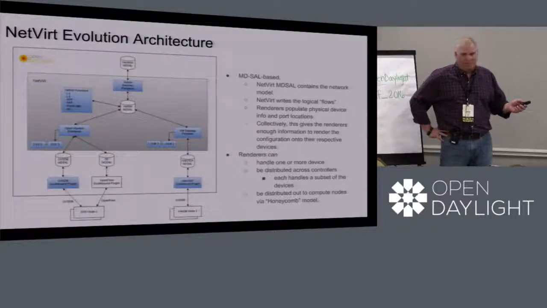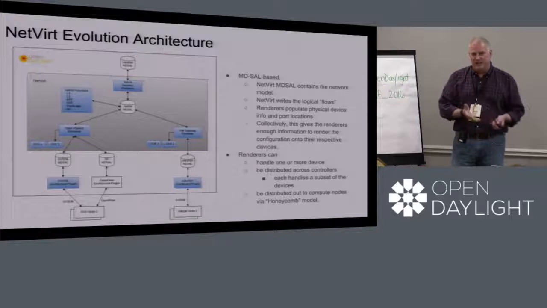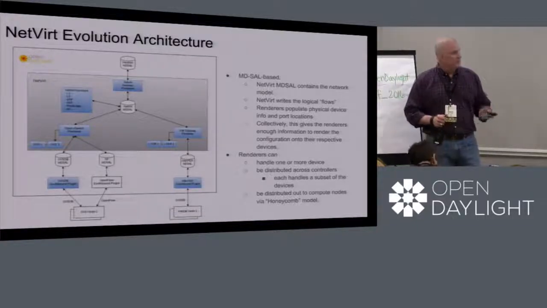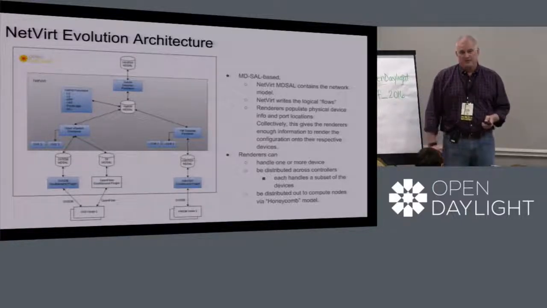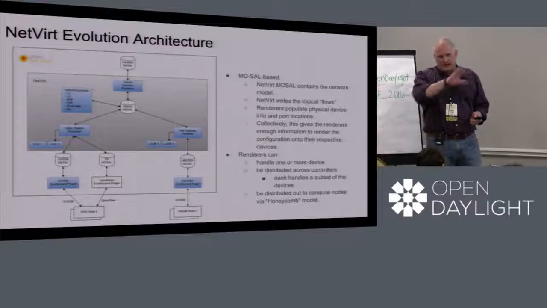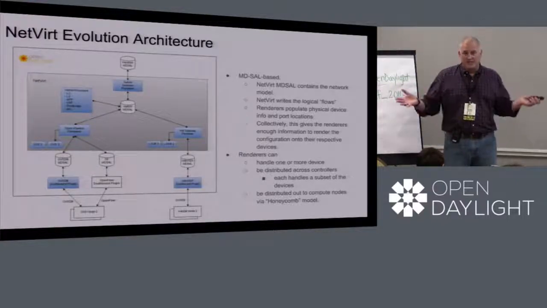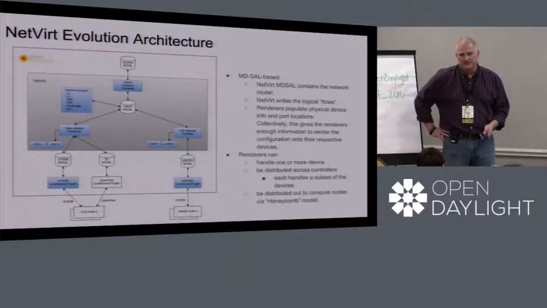Each renderer is also responsible for writing information into that model, because the OVS might know information. For example, a new port was just added to an OVS switch, and we were told about the logical port information from Neutron, but we don't know where it is yet. And so the renderer would learn about it from its local device and write that into the network model. At that point, all of the different renderers would have enough information now to go and program their devices. So yeah, very much like OVN in that respect.